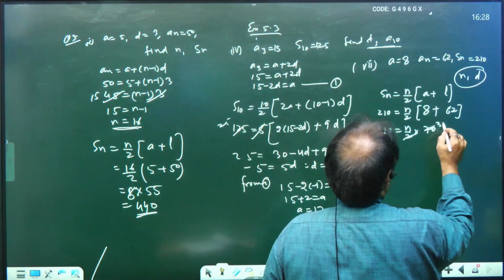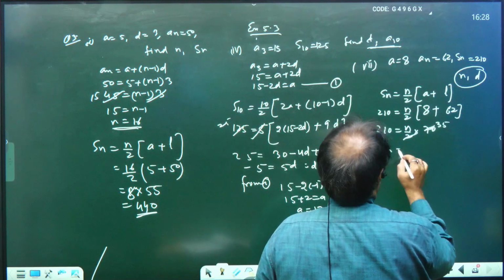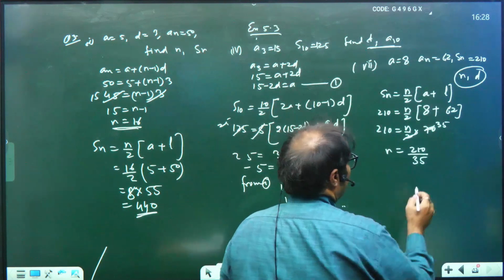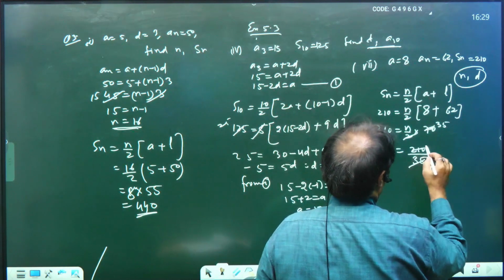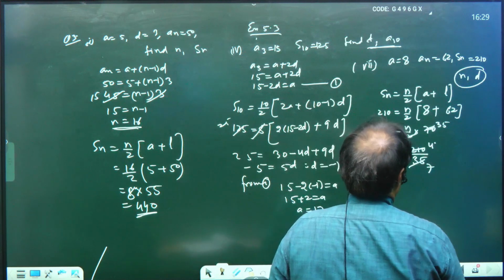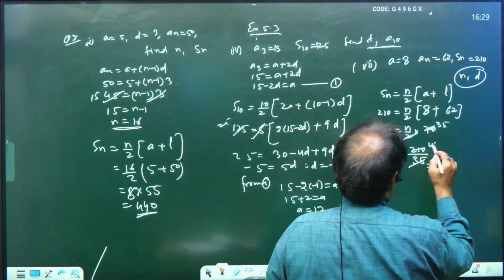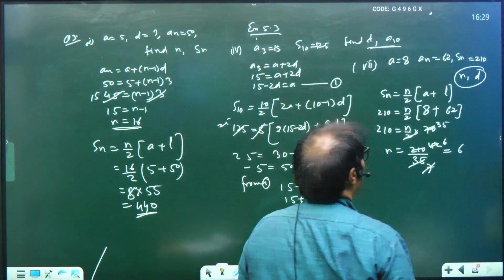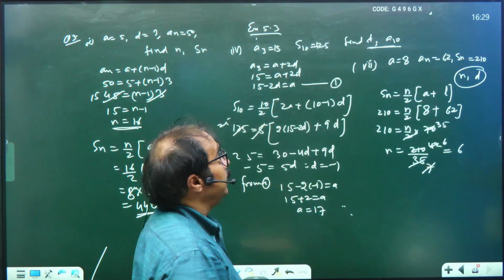So this cancels out. So n is equal to 210 divided by 35. So 5 7s are 35, and this is 40. 7 3s are 21. 5 5s are 25, and 5 2s are 10, and 7 6s are 42. So we got the value of n as 6, right?